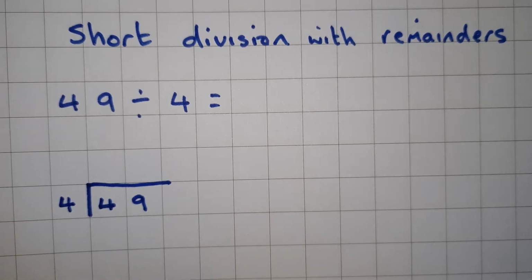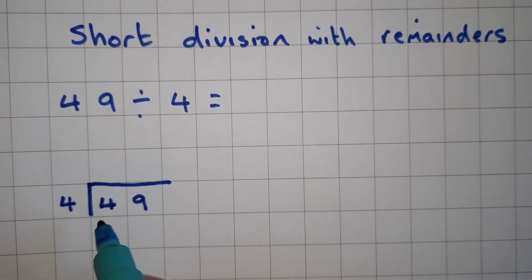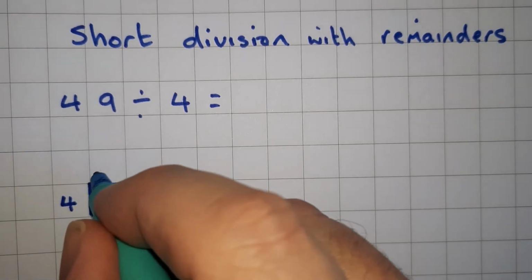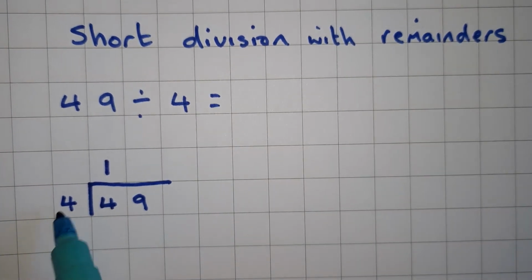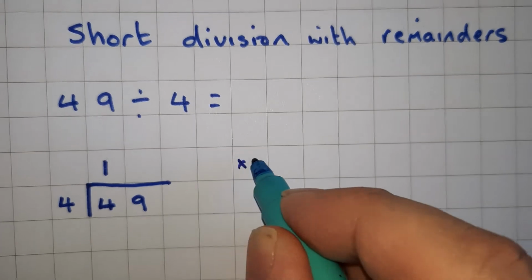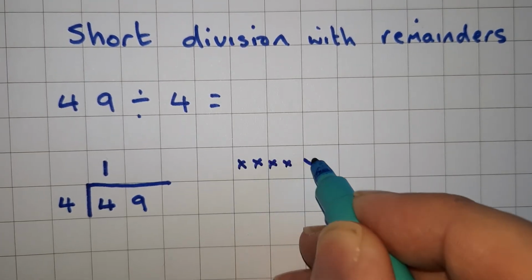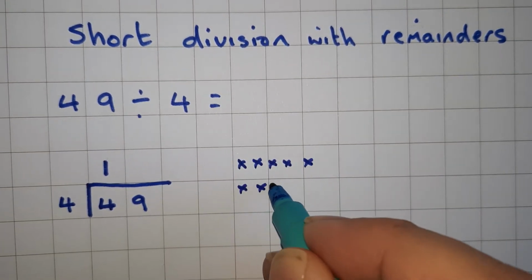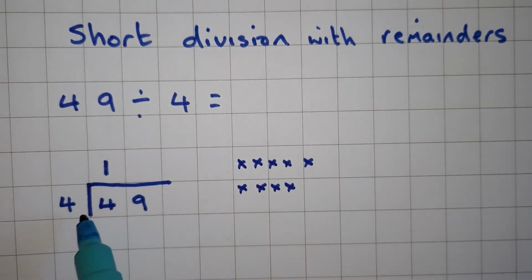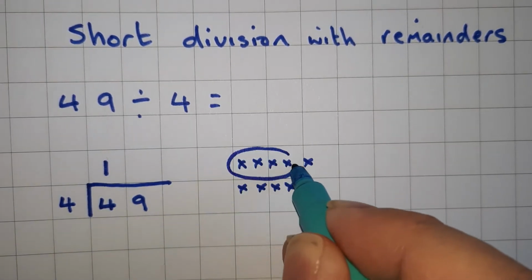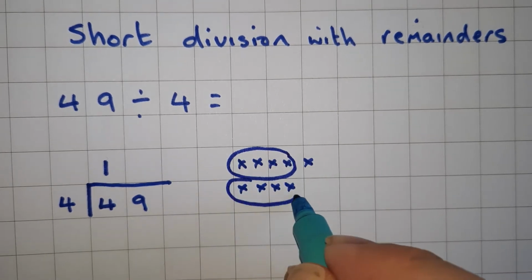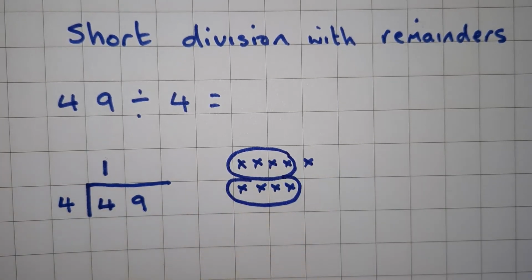4 divided by 4. How many groups of 4 can we make out of 4? Well, it's 1. 9 divided by 4. 1, 2, 3, 4, 5, 6, 7, 8, 9. How many groups of 4 can we make from 9? Well, there's one group of 4, there's a second group of 4, and we have one left over. We call this the remainder.